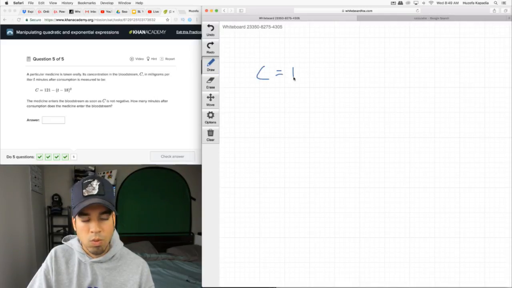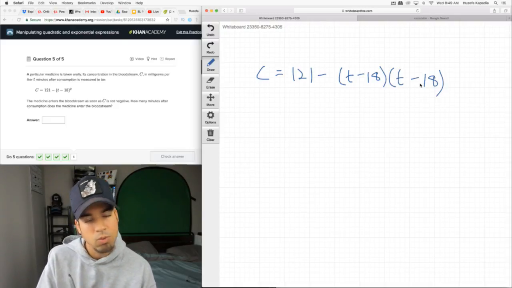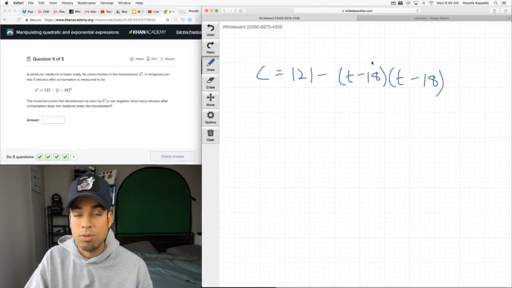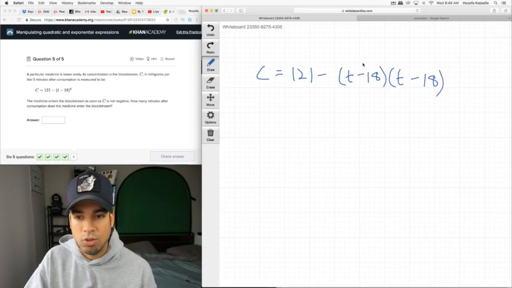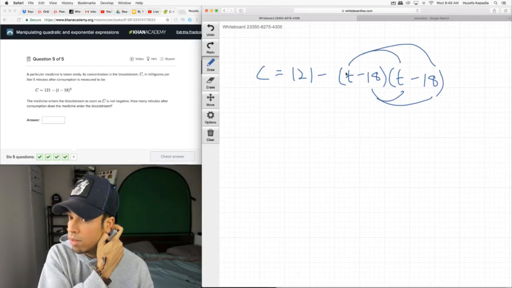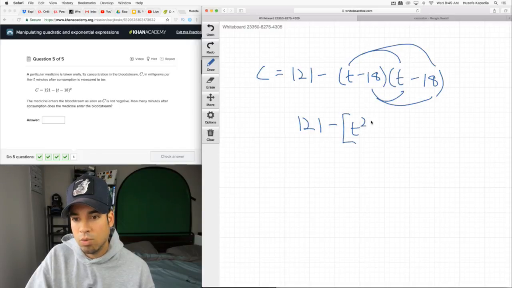C equals 121 minus (t minus 18) times (t minus 18). The reason I'm doing this is that it's kind of in vertex form, and we don't want it in vertex form. We don't care about the vertex. We want the x-intercepts, or in this case, the t-intercepts. So I'm going to FOIL, combine everything, and then try to refactor. So this would be 121 minus, in brackets, t squared minus 18t, which would be minus 36t.